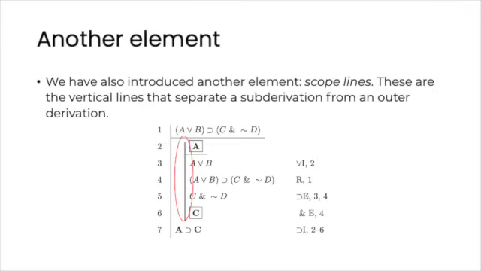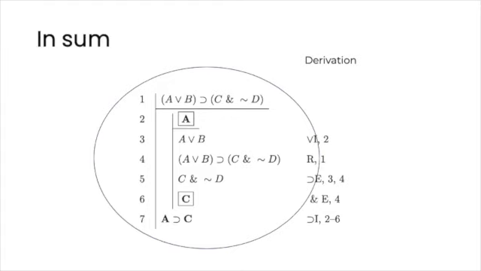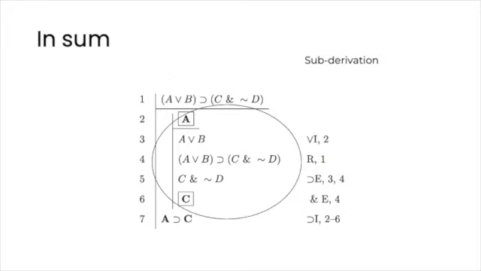We also introduced another structural element called scope lines. These are the vertical lines that separate a subderivation from an outer derivation, or from another subderivation that contains it. In sum, we have our general derivation. Inside our derivation, we can have a self-contained subderivation.